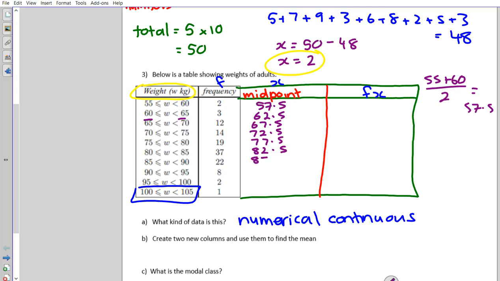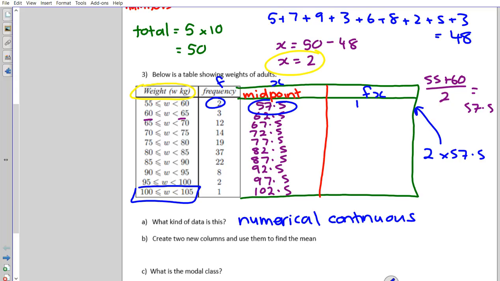It makes sense. These numbers are about the middle of each category on the left. 92.5 is about the middle of 1995. 7.5, 102.5. There are my midpoints. And to find the fx, so to find these little things here, you times its frequency by the midpoint. For example, 2 times 57.5 is 115.